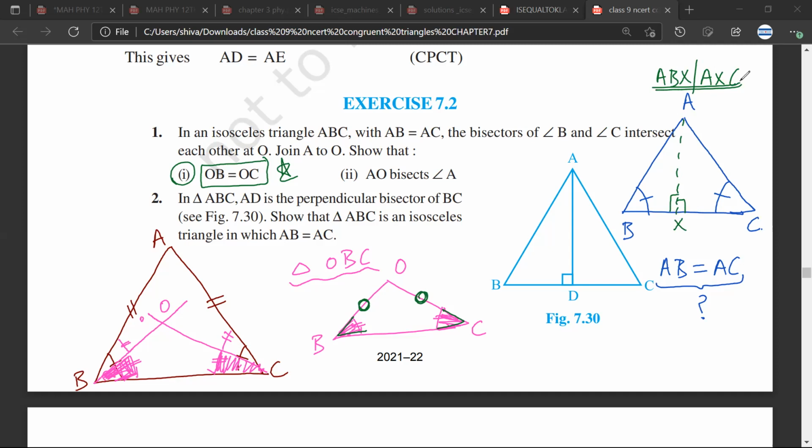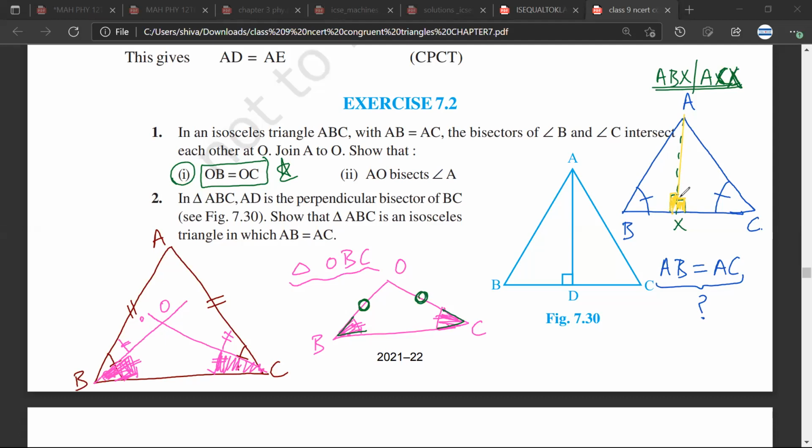Yes, sir. Please tell me. So angle A is being bisected. So both the halves will be equal. No, it is not being bisected. This is just a perpendicular. Have you understood what I've said? Yes, sir. This is just a perpendicular. It is not bisecting. Okay. So this is just a perpendicular.